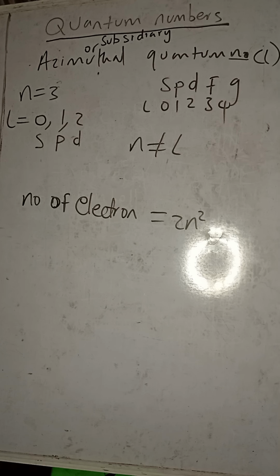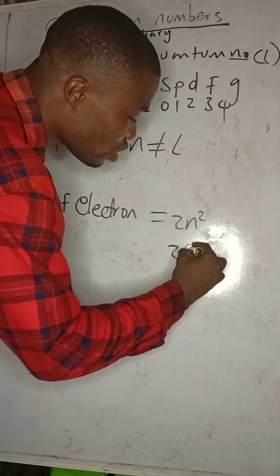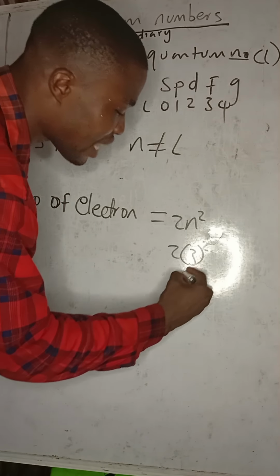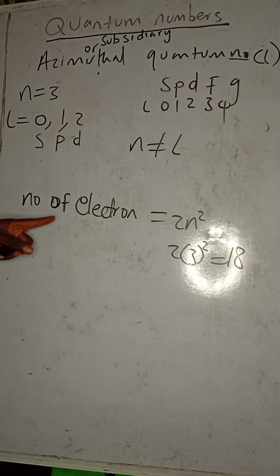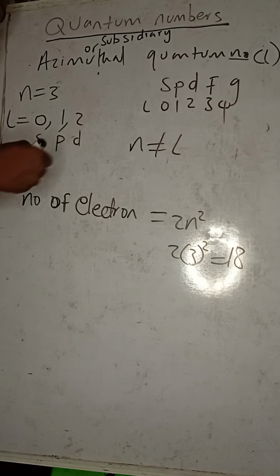So what do we mean? We mean that when n is equal to 3, for instance, let's see how many possible electrons it can take. So remember, n is 3, squared. 3 squared is 9, times 2, that's 18. So it can take 18 electrons. There are 18 electrons when n is equal to 3, in the third shell. So the maximum number of electrons that can stay in the M shell is 18 electrons.